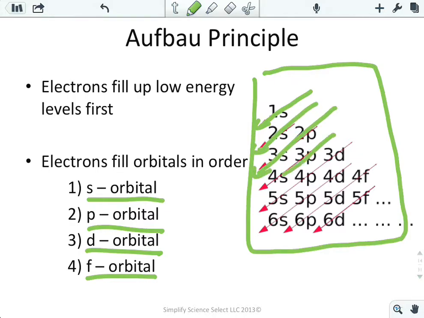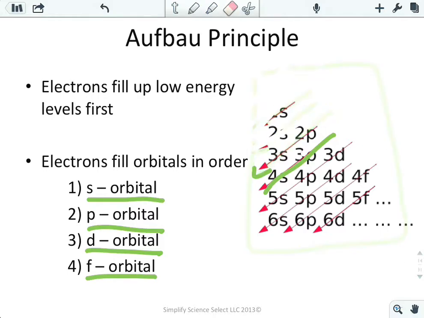Okay, so in looking at this order, we start with our 1s, and then after 1s, we go to 2s, and then 2p, 3s, and then 3p, 4s, and then 3d, 4p, 5s. And then we go 4d, 5p, 6s, and that's the order that we follow.